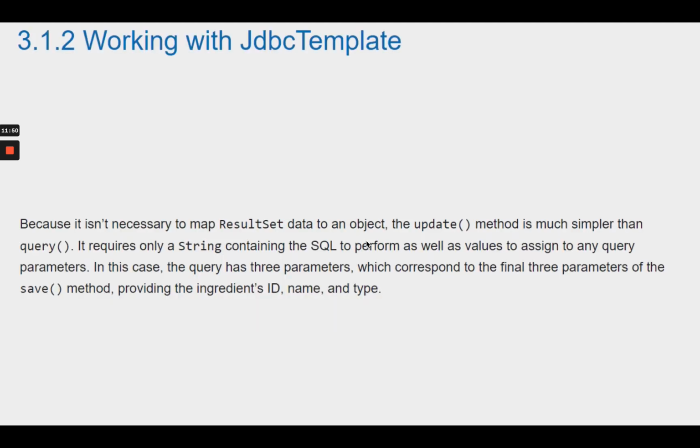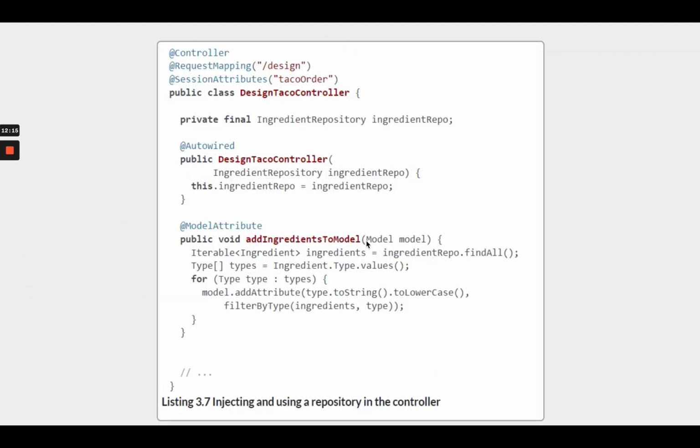Because it isn't necessary to map result set data to an object, the update method is much simpler than query. It requires only a string containing the SQL to perform, as well as values to assign to any query parameters. In this case, the query has 3 parameters, which correspond to the final 3 parameters of the save method, providing the ingredient's ID, name, and type.